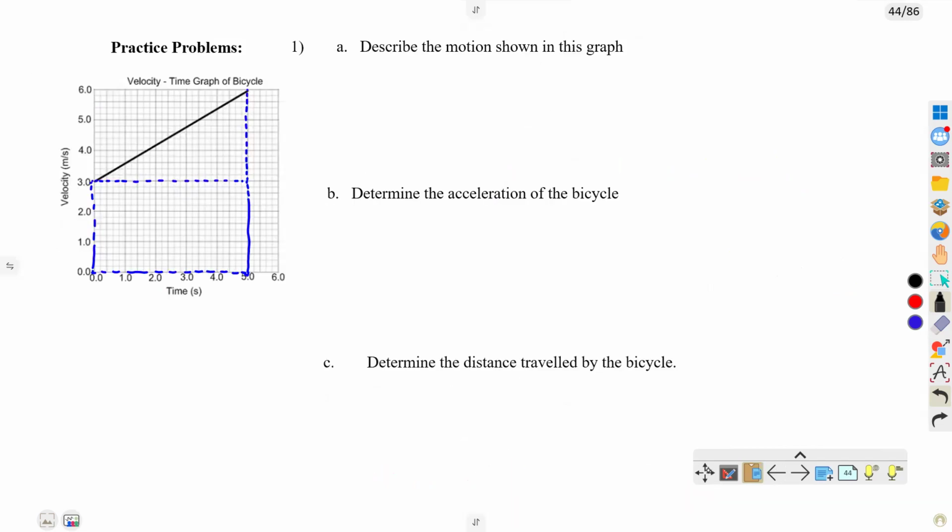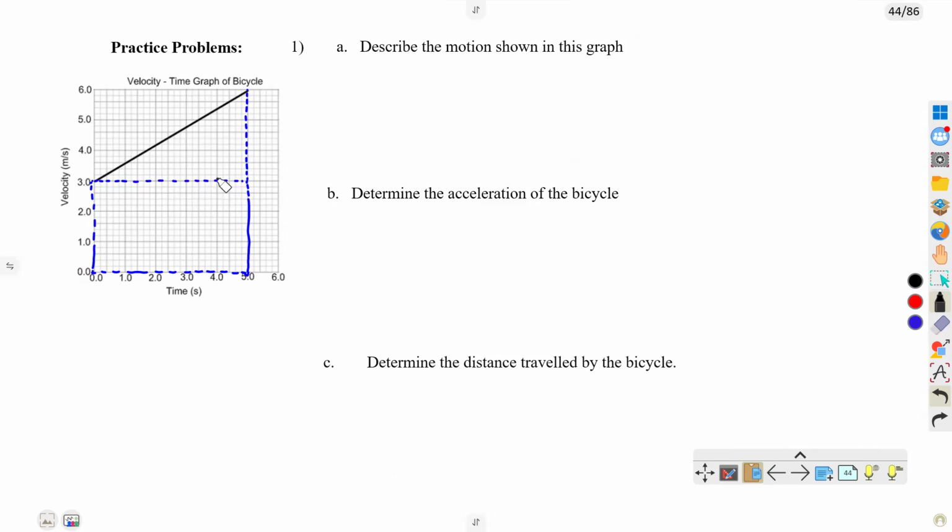All right, so practice problems, work on these at home. I might go through a couple of them with you in class, but you definitely need to be doing your own work with this. I want you to describe the motion, so you just use words for this one. Determine the acceleration, which is calculating the slope of the graph, and then determine the distance traveled by the bicycle. That means finding all the area underneath the line.